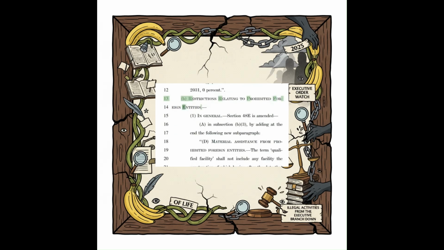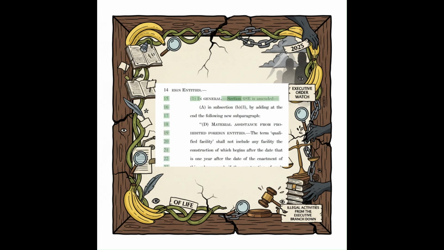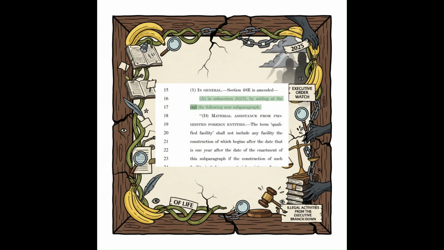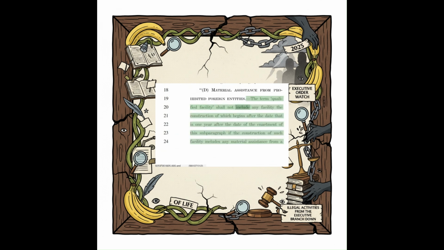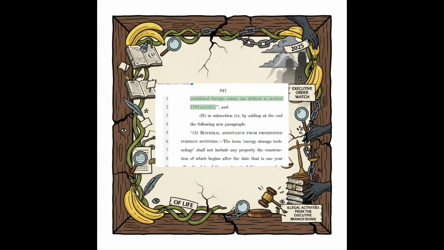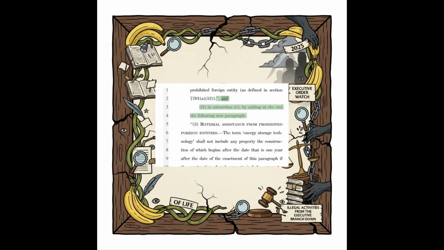Section 48E is amended in subsection by adding at the end the following new subparagraph. Material assistance from prohibited foreign entities. The term qualified facility shall not include any facility the construction of which begins after the date that is 1 year after the date of the enactment of this subparagraph, if the construction of such facility includes any material assistance from a prohibited foreign entity. And in subsection by adding at the end the following new paragraph.